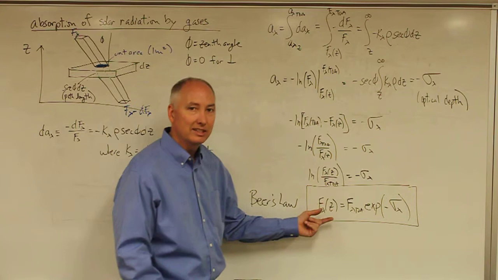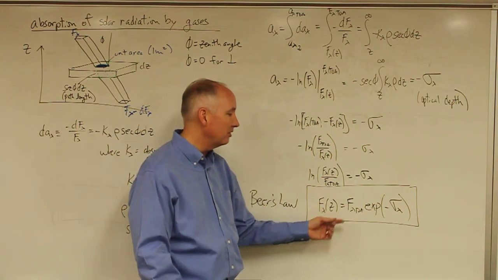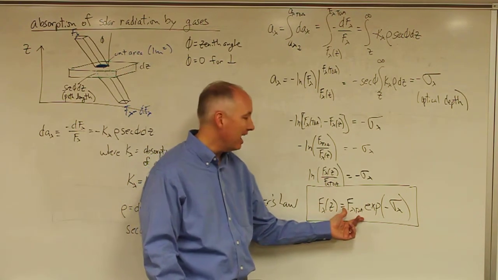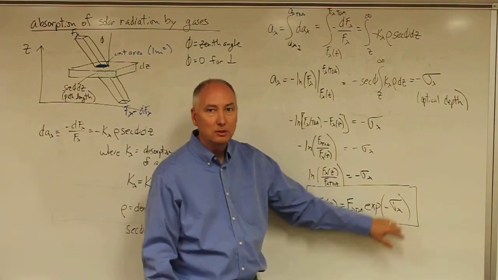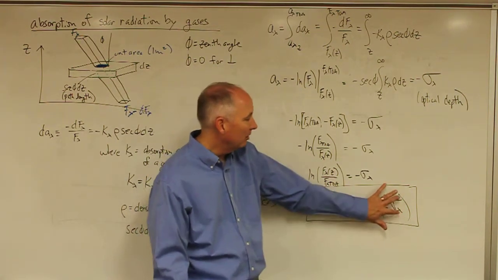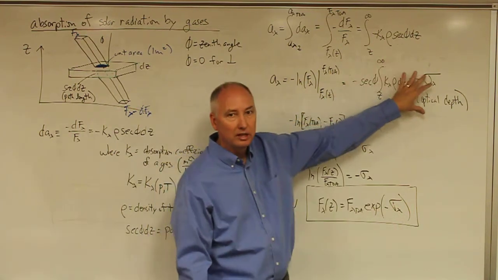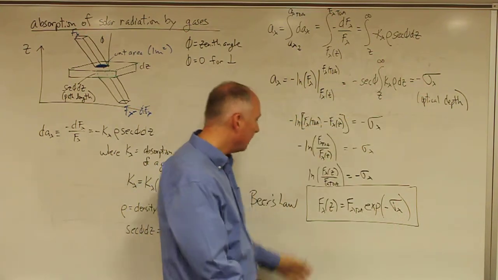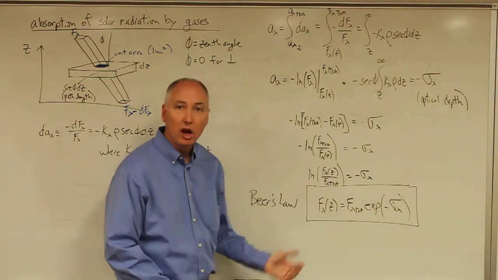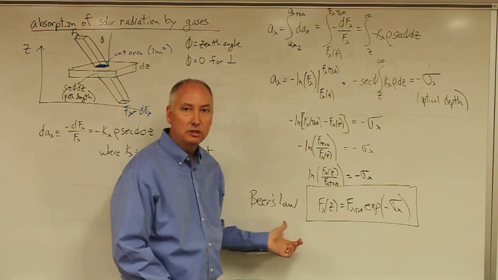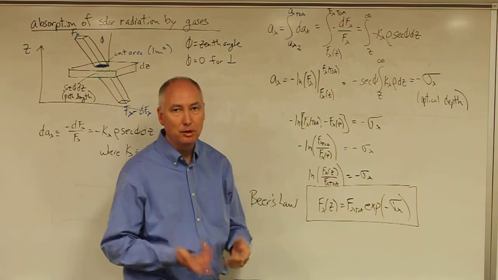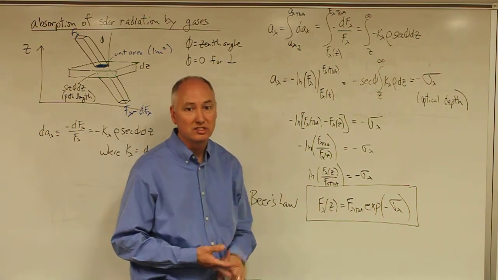And the irradiance at some level in the atmosphere is equal to the irradiance at the top of the atmosphere times the exponent of minus the optical depth of the atmosphere, and recall that the optical depth is this quantity up here. And we refer to this as Beer's law. And we'll see here in a minute that this can be expanded to include not only absorption by gases, but absorption by particles and scattering as well.